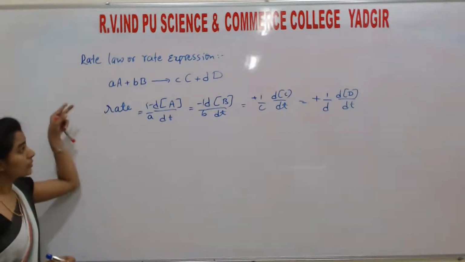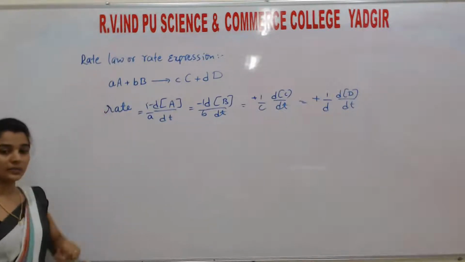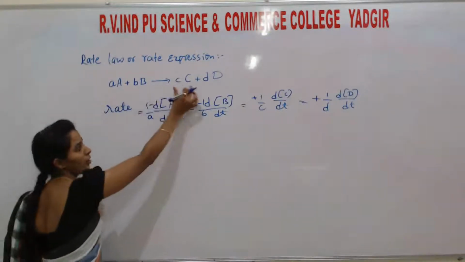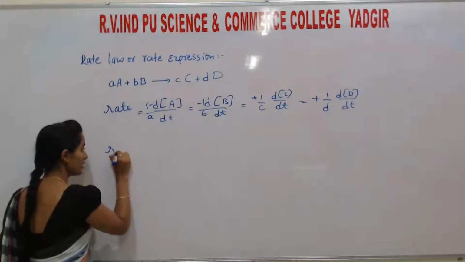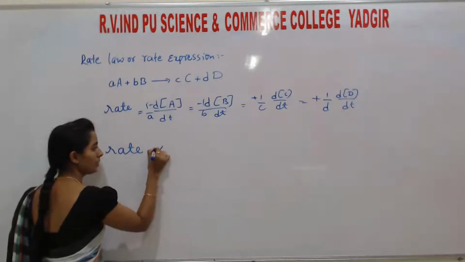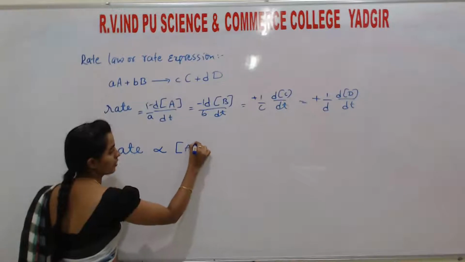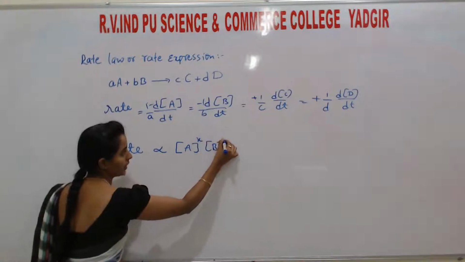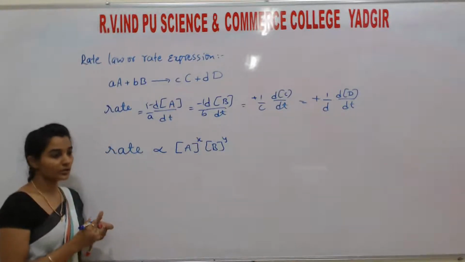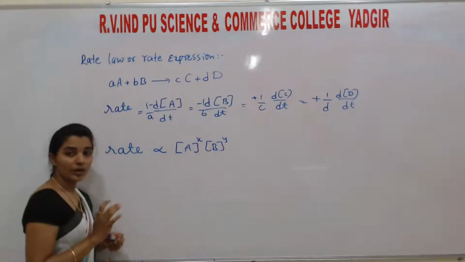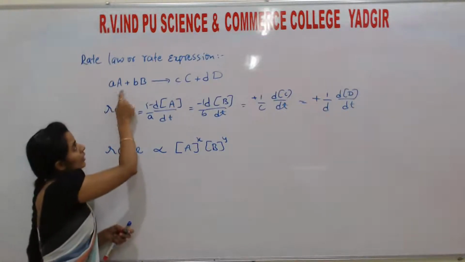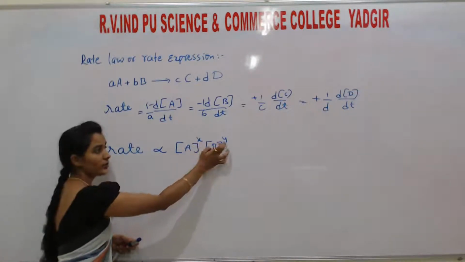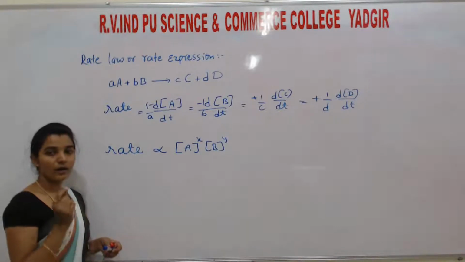So what is the difference between the rate of a reaction and the rate law or rate expression? In this reaction, we are comparing the rate with either the reactant or the product. That's why the rate is directly proportional to the concentration of A and the concentration of B, to the power x and y we may take. Okay students, this x and y are not coefficients. They are not a and b. The x and y decide the order of the reaction.